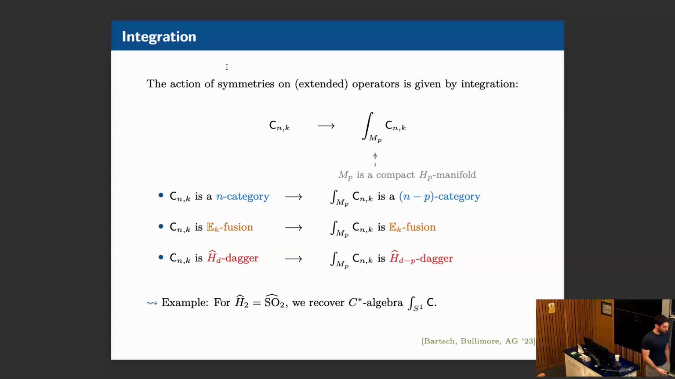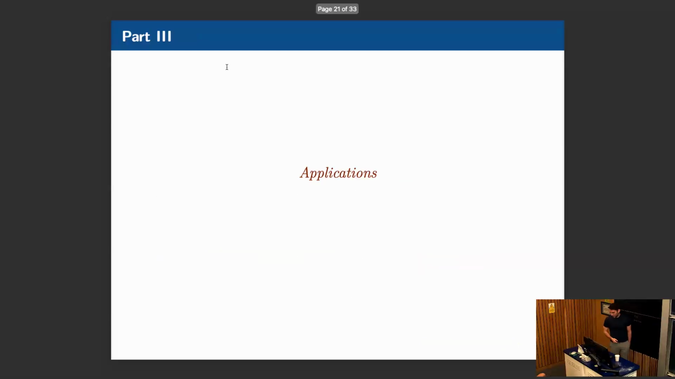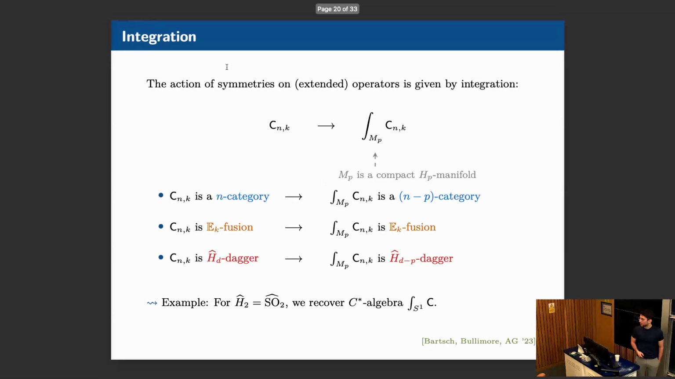Okay, this is what we expect to be the structure. And now I'm going to try to talk about some application of this. Are there any questions so far? Oh, was that last part formally factorization homology?